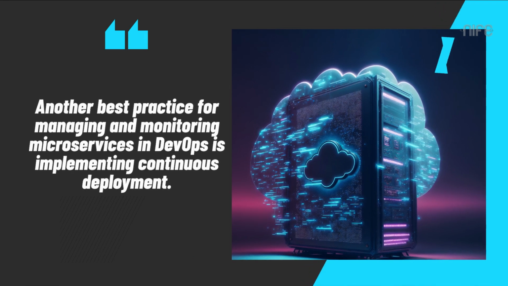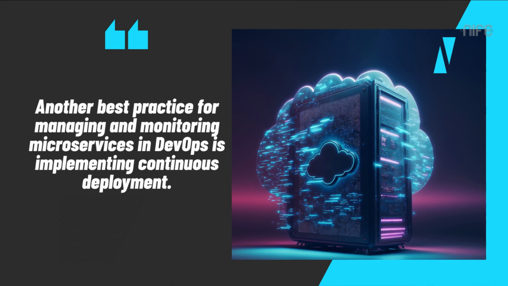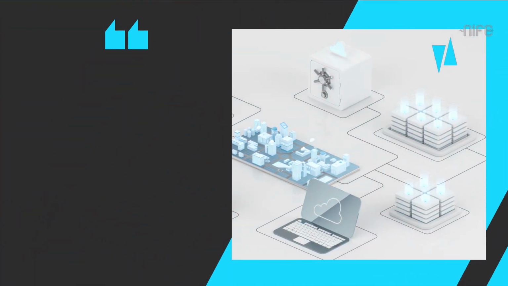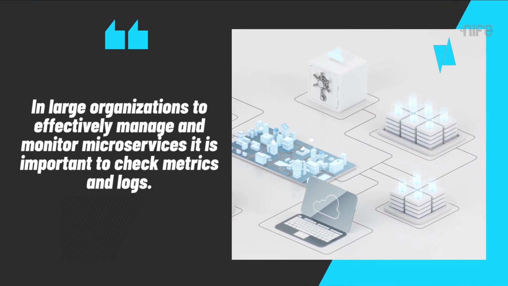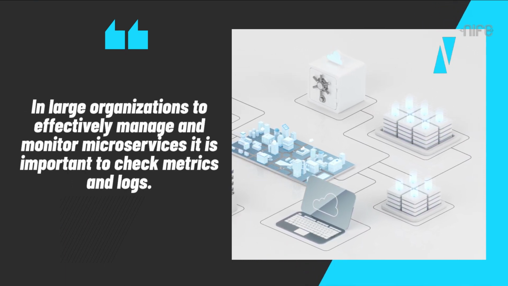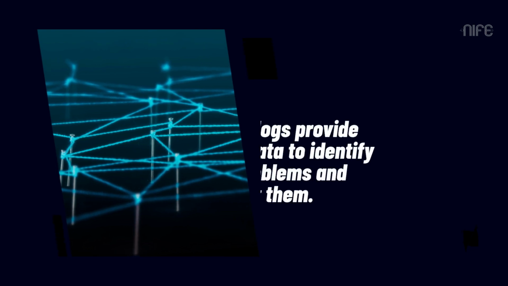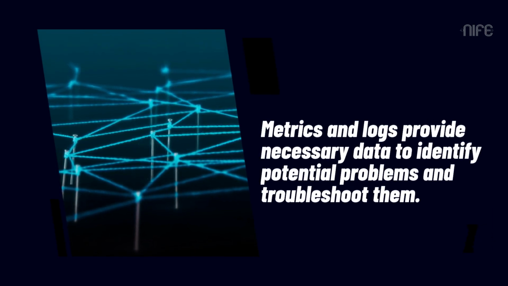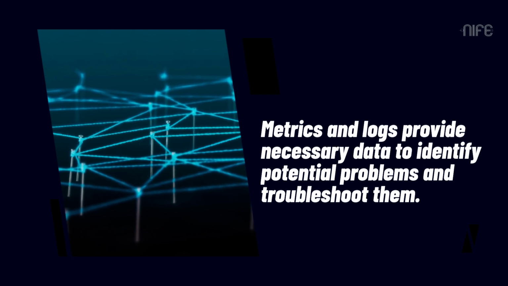Another best practice for managing and monitoring microservices in DevOps is implementing continuous deployment. In large organizations, to effectively manage and monitor microservices, it is important to check metrics and logs. Metrics and logs provide necessary data to identify potential problems and troubleshoot them.